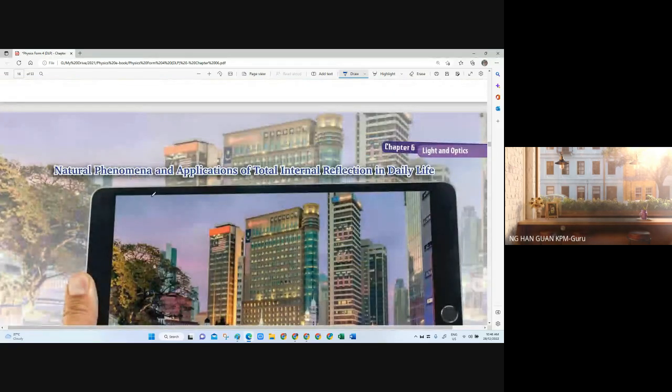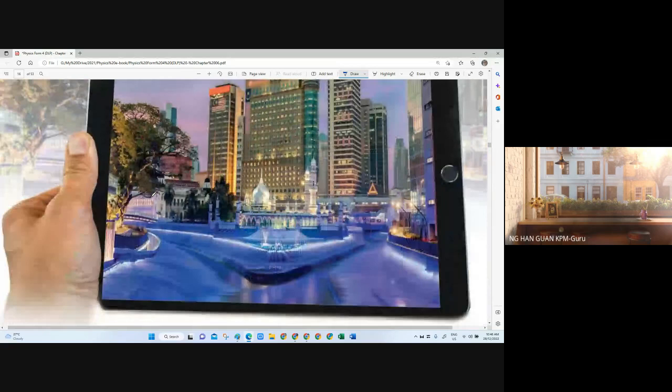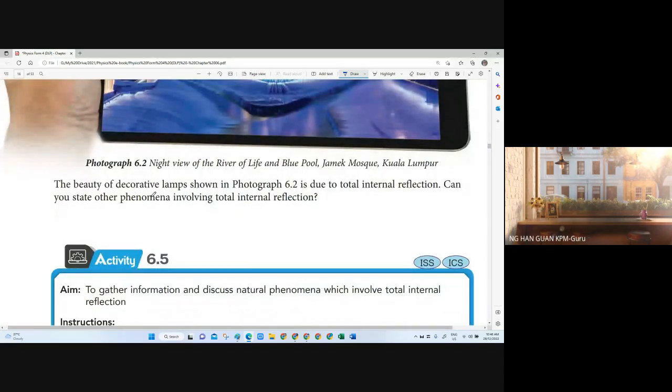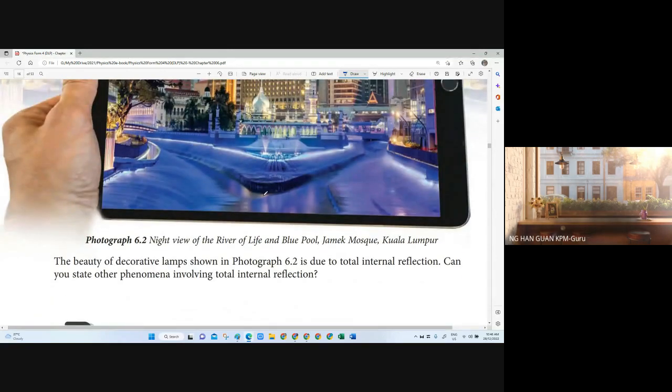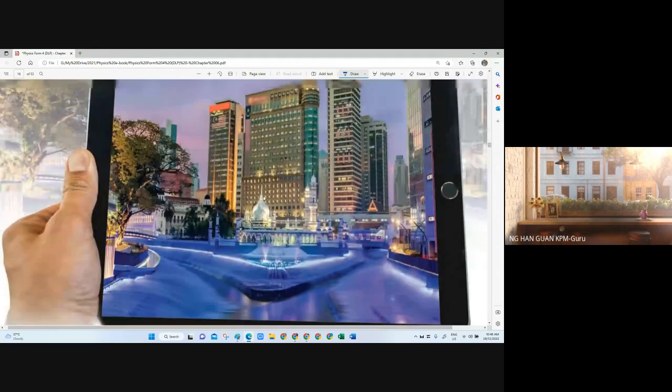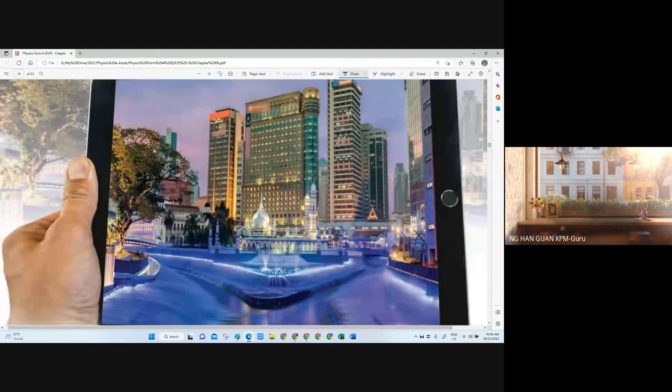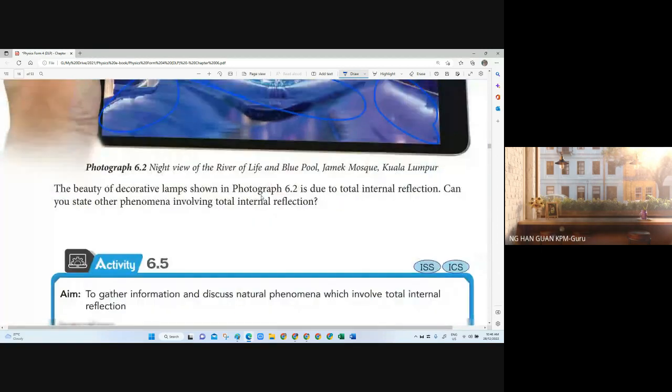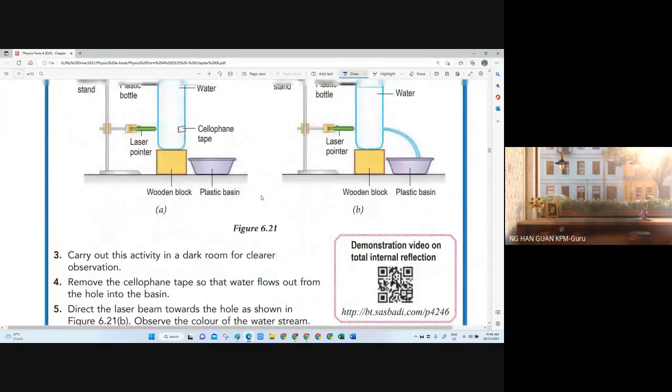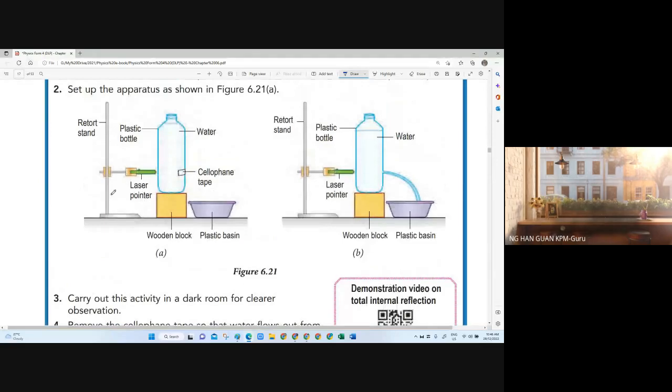And the natural phenomena and applications of total internal deflection in our daily life. Okay. So in photograph 6.2, due to total internal deflection, you see the beautiful decorative lamp shown in photograph 6.2. So all this is actually total internal deflection. And this is one of the very simple examples of how we bend laser light. So we bend laser light when we make a hole here.